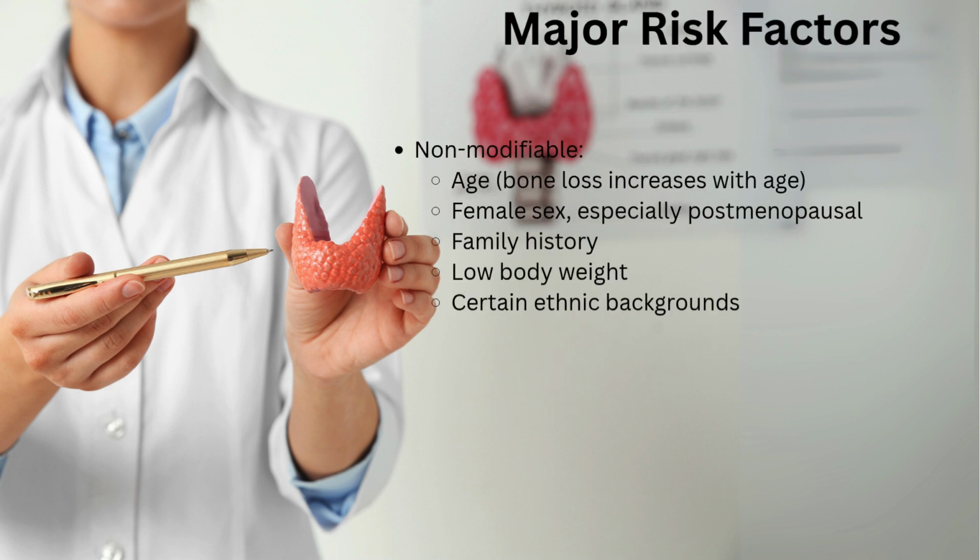Risk factors. What are the main risk factors? Who's most at risk? Some are non-modifiable. Advancing age is a big one. Bone loss accelerates as we get older. Being female, particularly postmenopausal due to estrogen deficiency. A family history of osteoporosis or fragility fracture. Low body weight or small frame size. Certain ethnicities have higher risk.